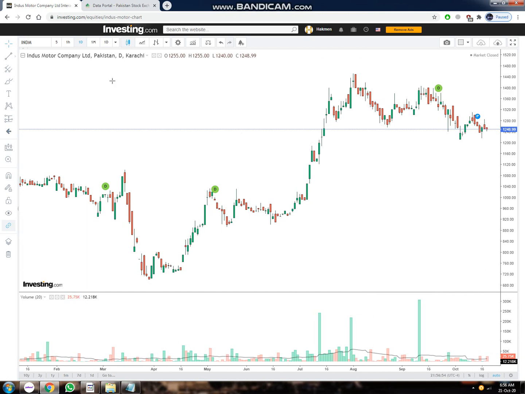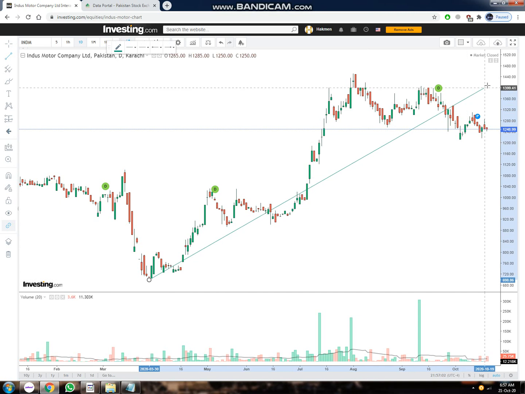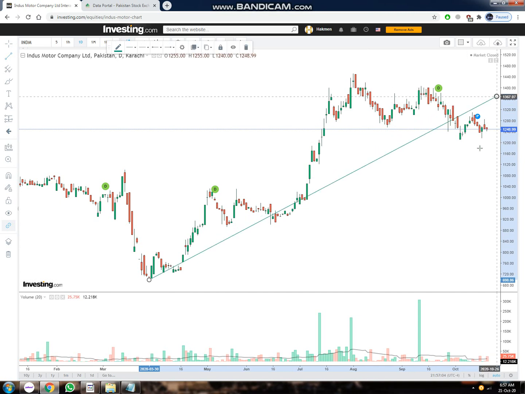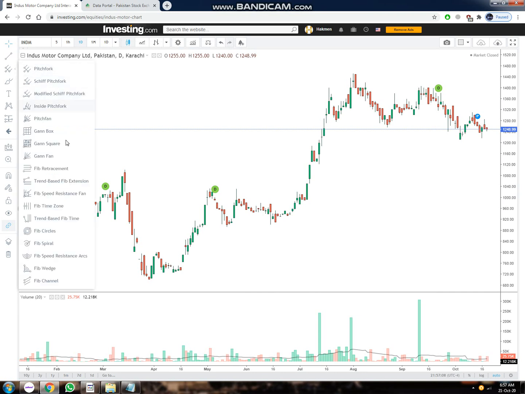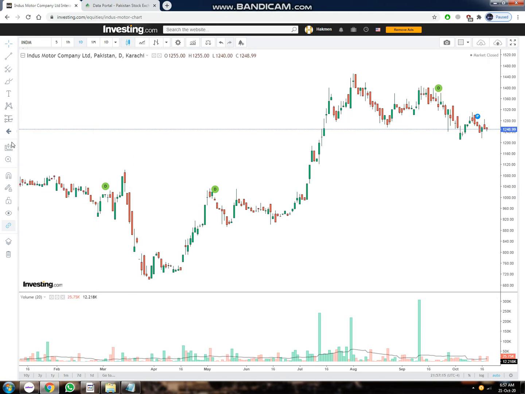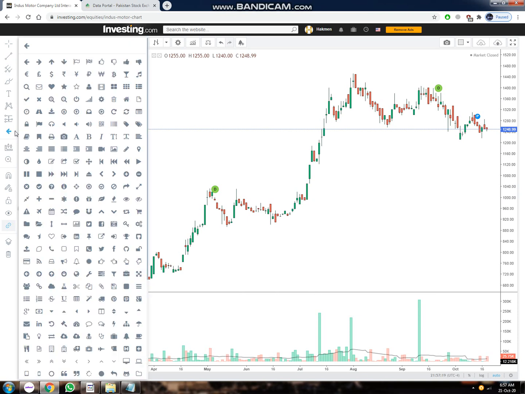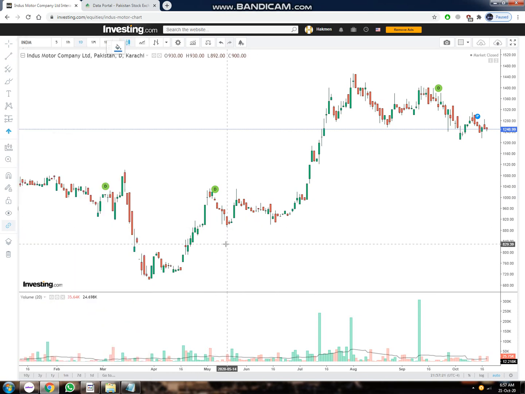You can use these as well. These are trend lines, to draw trend lines right here. This is also available in TradingView. These options are also available there. You can see fib retracement, trend based fib extension, these are also here, and some more as well. These are arrows, you can see here, for pointing out. You can see here like this.